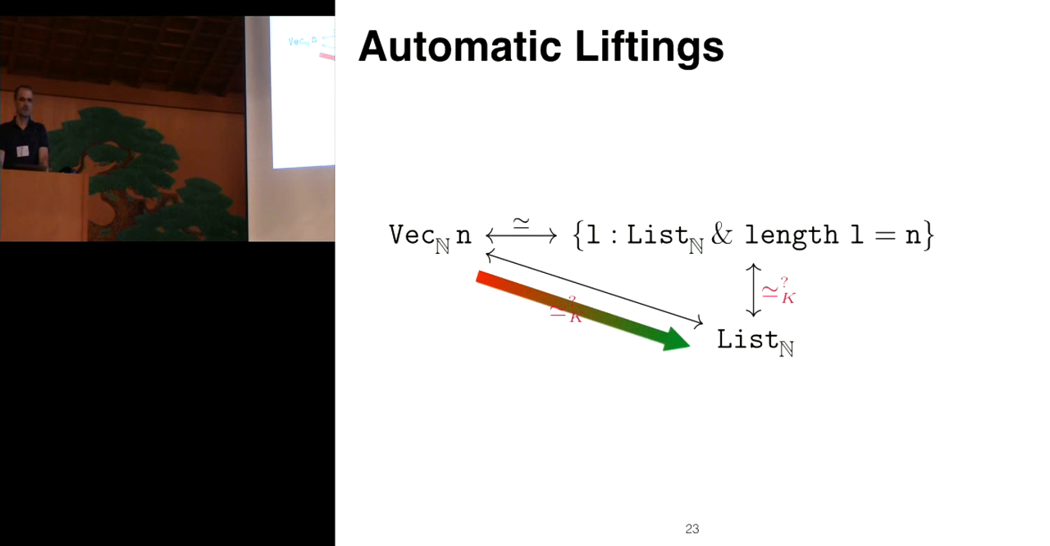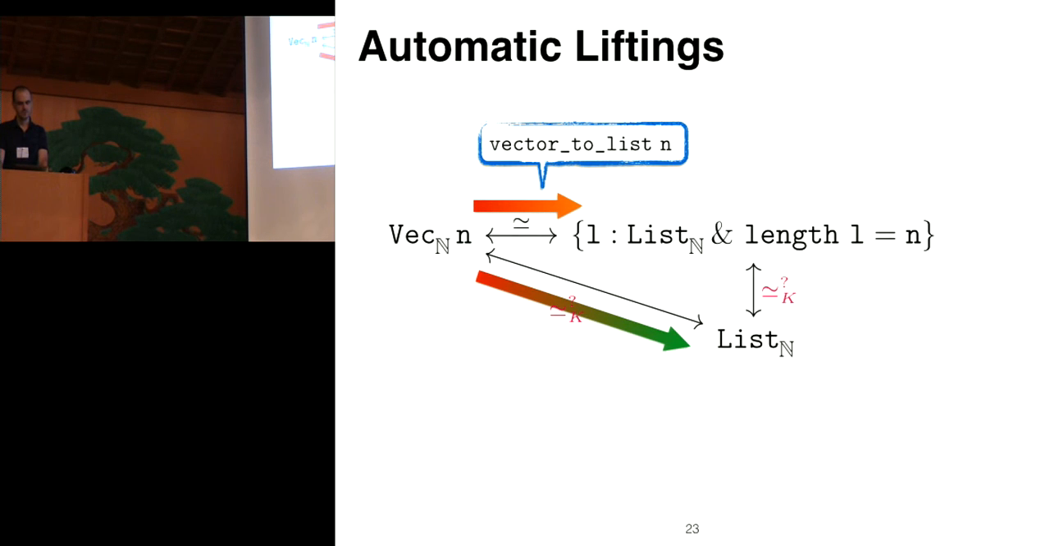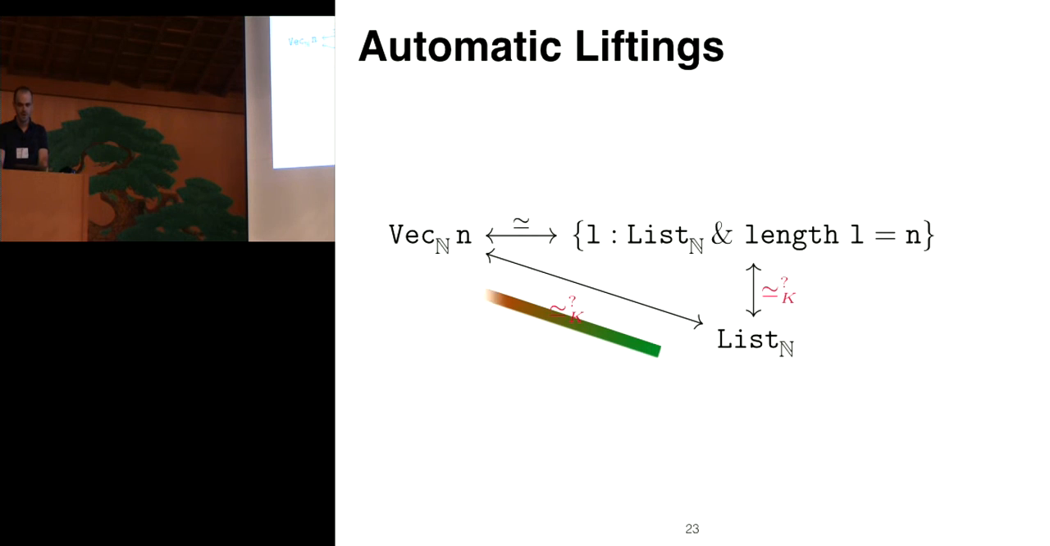Obviously, if we want to go from vectors to list, it's fairly easy. We use the total equivalence to go to the subset type, and then we drop the refinement. On the other hand, in the other direction, we start with a list, and now we need to figure out if we can go into the subset.